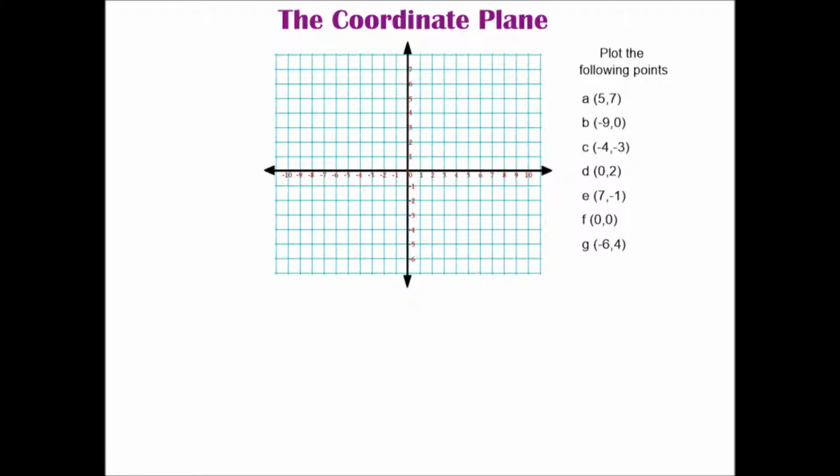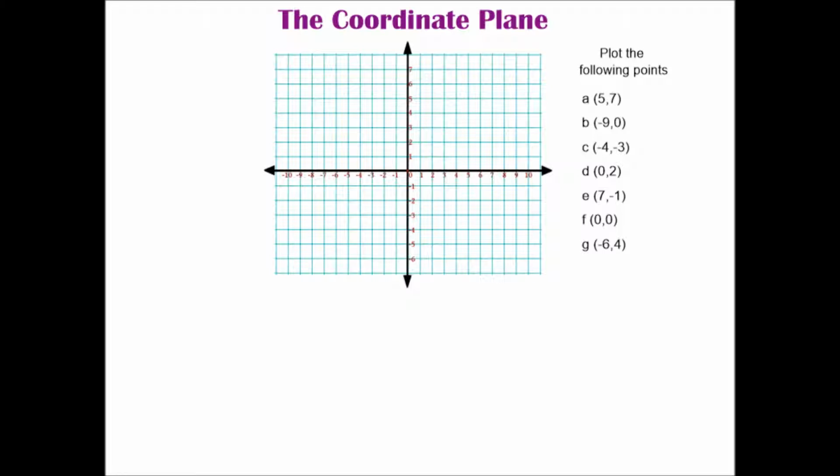Go ahead and check how well you plotted your points. You should find that point A is in the first quadrant with x and y both being positive values. Point B is on the x-axis. C is in the third quadrant because x is negative and so is y. Point D is on the y-axis.